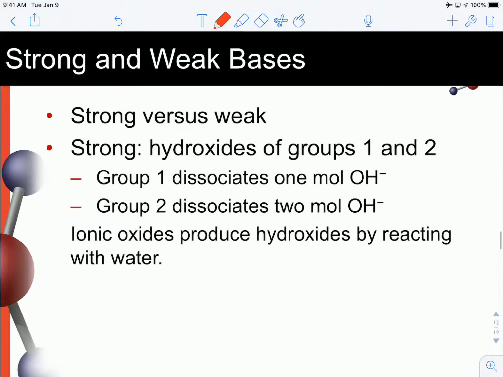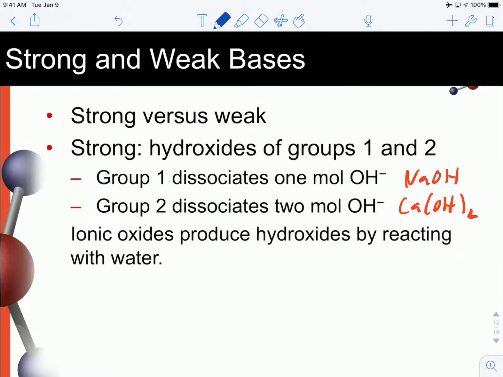Moving on, strong and weak bases. Everything we talk about with acids can be applied to bases. Your strong ones for bases are basically your group 1 and group 2. It's just important to realize that in group 2, of course, you have 2 hydroxides that can dissociate. So group 1 would be something like sodium hydroxide, very strong base. Group 2, calcium hydroxide, very strong base, but of course it has 2 hydroxides it can release.